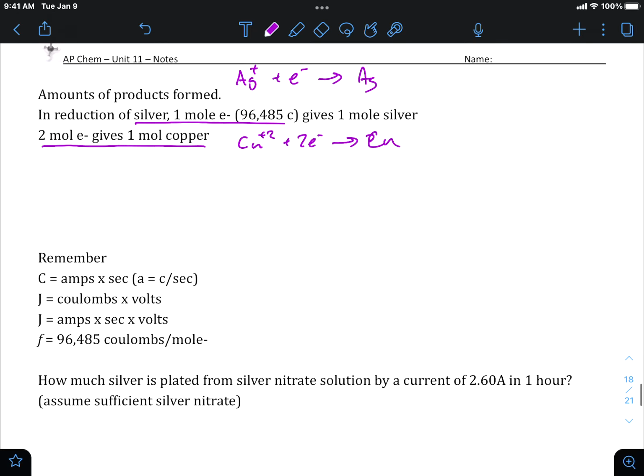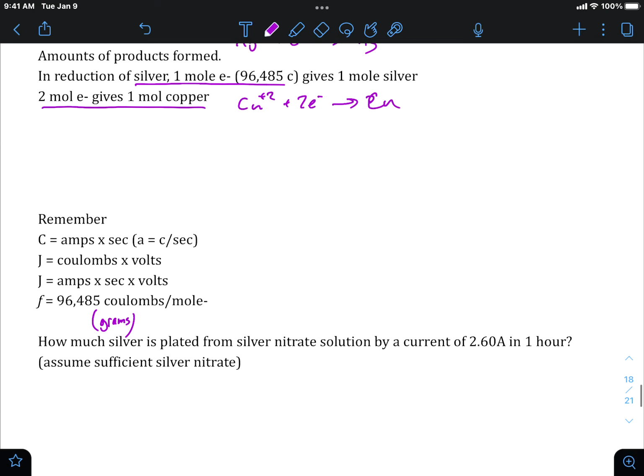So how much silver, and when they say how much, they're asking for grams, the mass. How much mass of silver is plated from silver nitrate solution if you have a current of 2.6 amps and you run it for 1 hour? Okay. Let's think about what we have. They want mass. They're telling us the current. They're telling us the time. Well, first of all, you know that your time has to be in seconds. Okay, so there's 3,600 seconds in an hour.